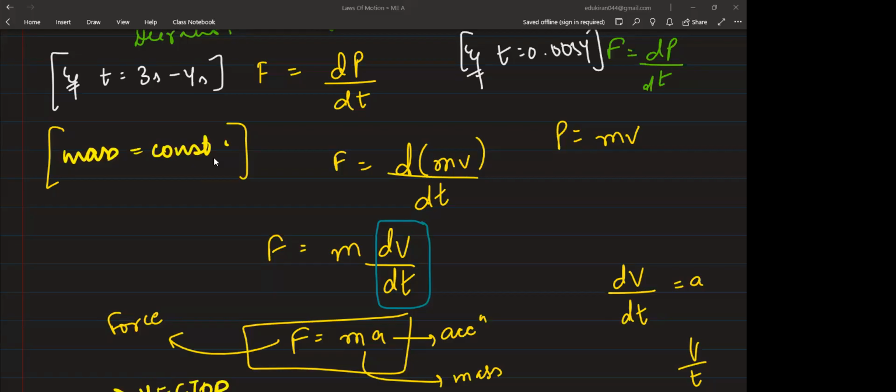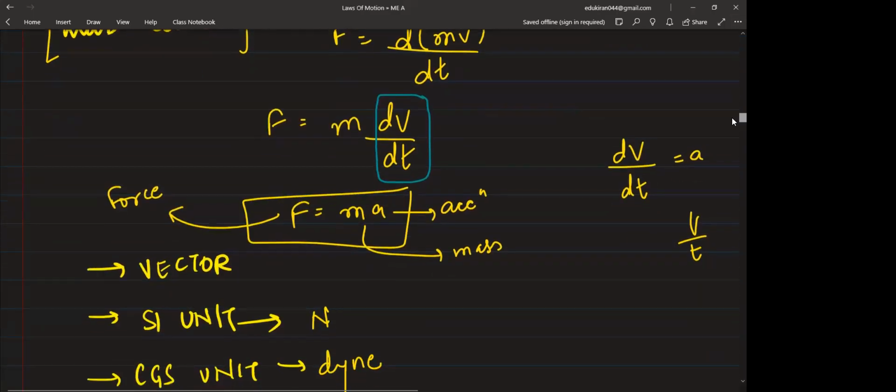When you are preparing for your JEE exams, not even NEET, just JEE exams, that time variable masses come. Mass is constant here, so mass comes out. Now class, dv over dt, rate of change of velocity, is acceleration. So you get the equation F is equal to ma. F is the force, m is the mass, a is the acceleration. So this is how F is equal to ma is derived.